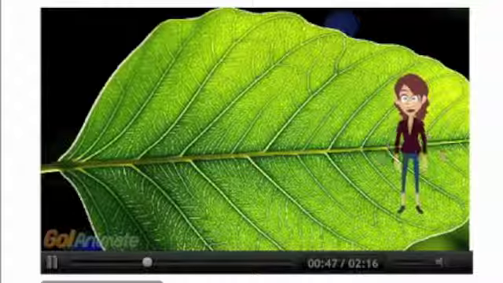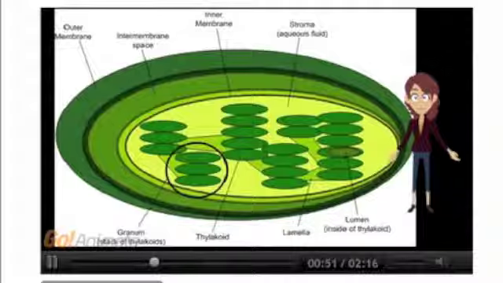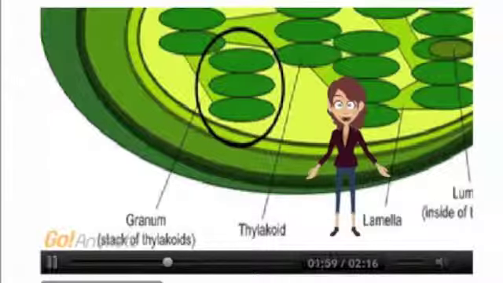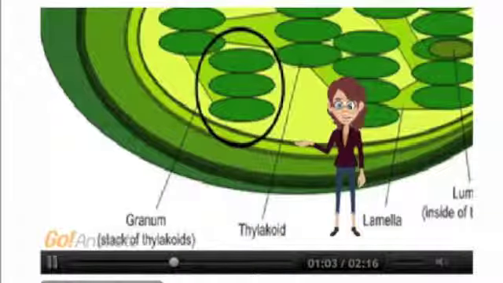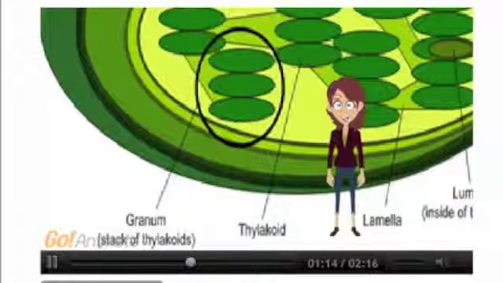Let's take a closer look into the chloroplast. This is a diagram of it. The outer membrane, intermembrane space, and inner membrane are just for protection of the organelle. These circular green stacks are called granum, and each single round flat pancake is called a thylakoid. A thylakoid contains chlorophyll and other pigments that start the process of photosynthesis. They are located on its outer layer.